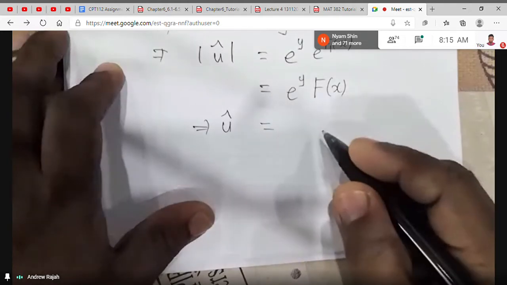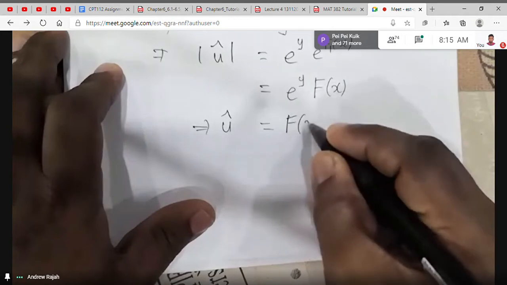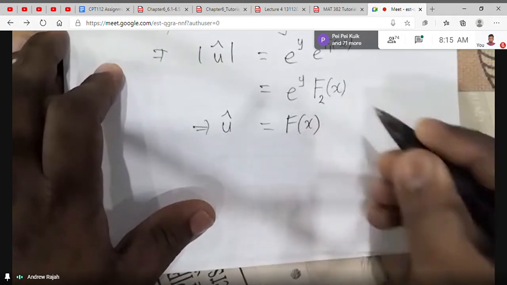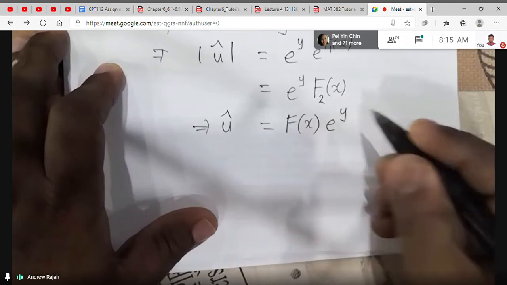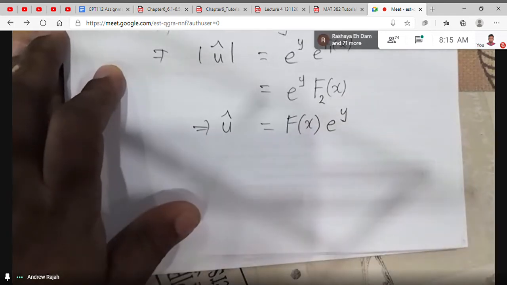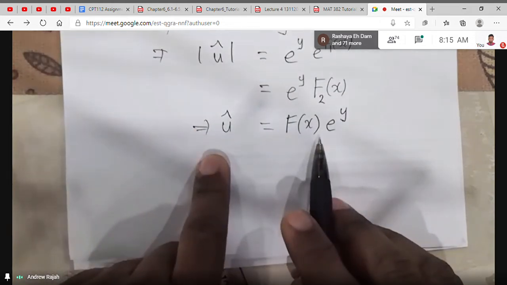So you change this to new fx, change this to okay. So all these you get from equation 2.